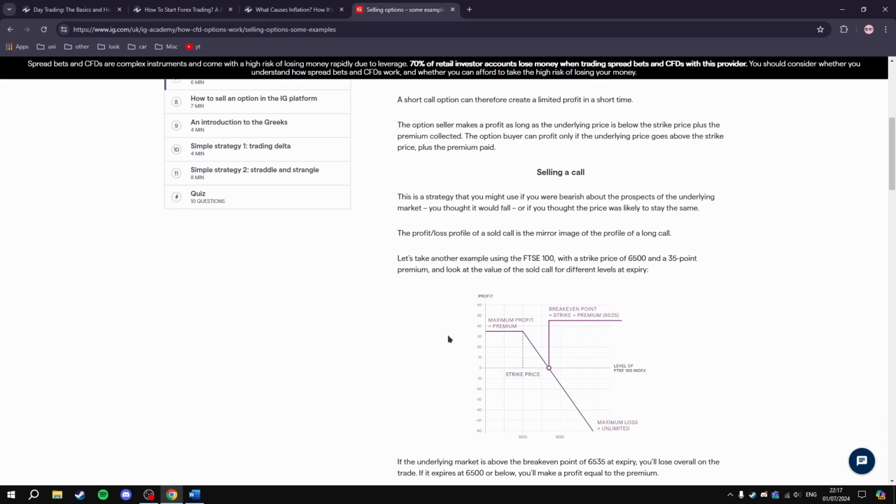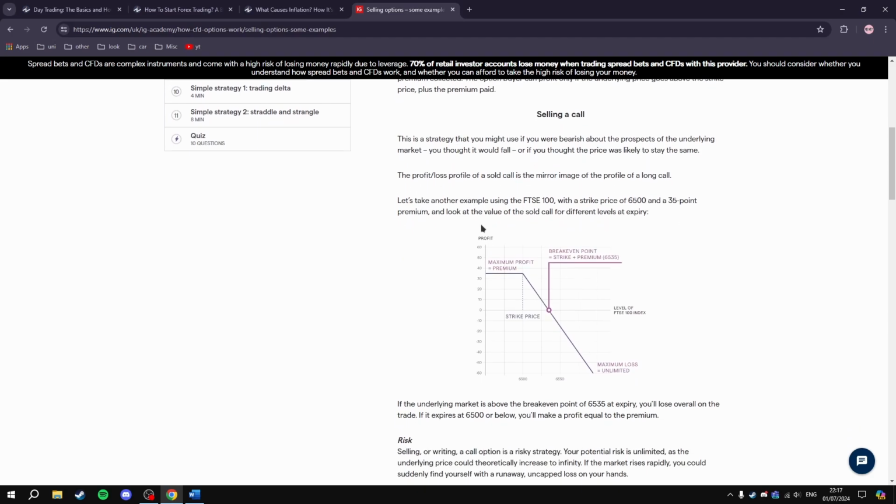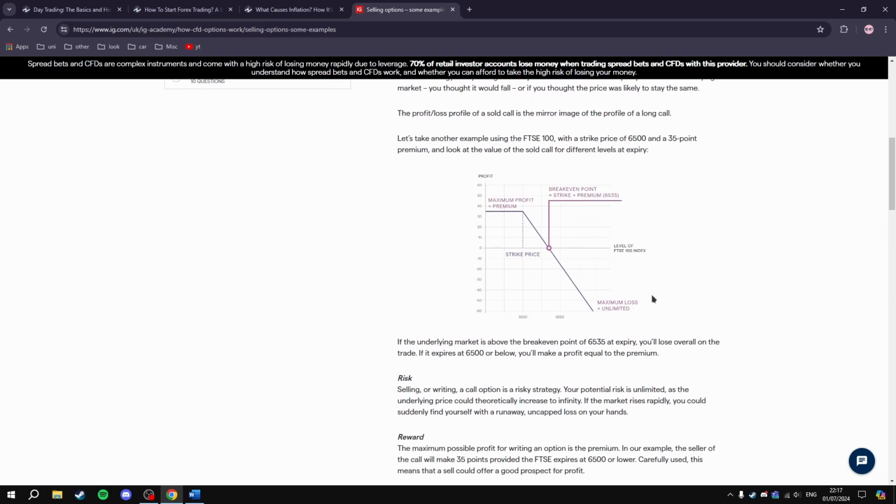Selling a call option is a strategy you might use if you're bearish about the prospects of the underlying market, so you think it would fall, or if you think the price is likely to stay the same. The profit loss profile of a sold call option is a mirror image of the profile of the long call option. So it looks like that.